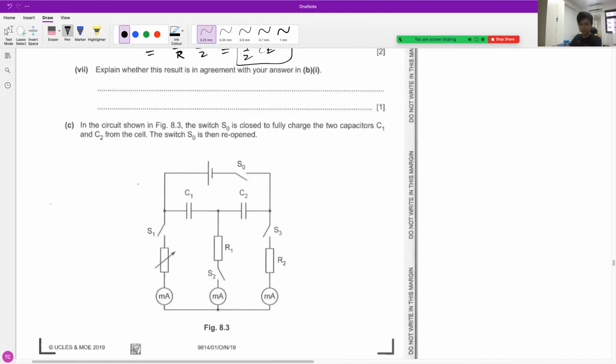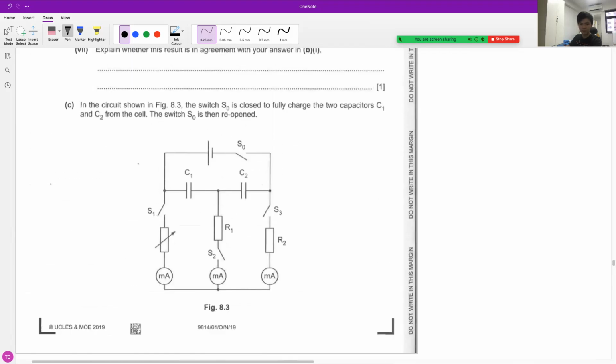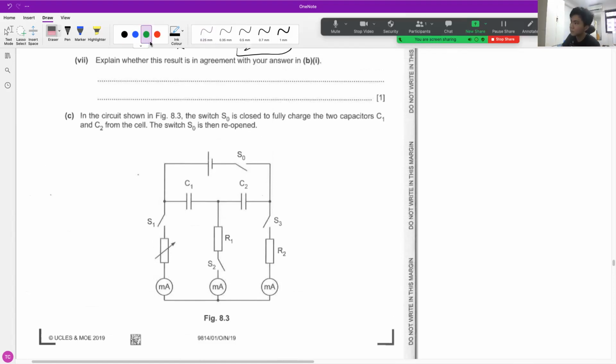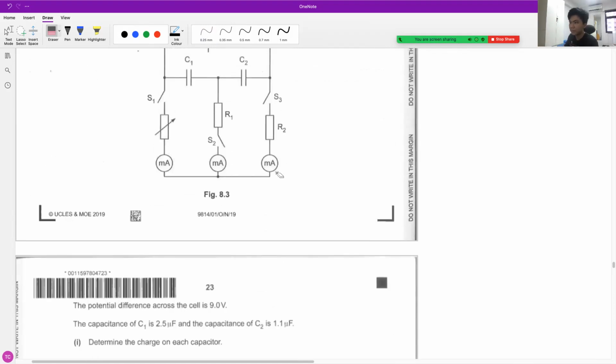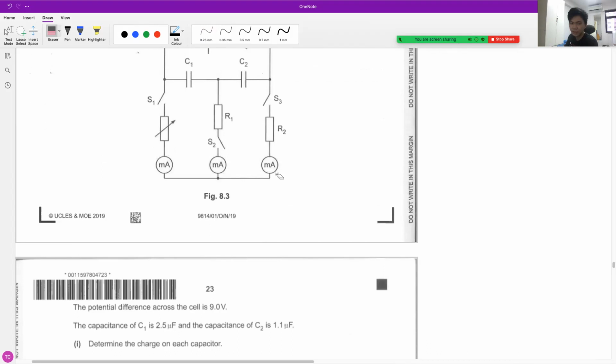So lastly, this is quite a long question. Let's continue with the question. We've got 3 more parts. In the circuit below, the switch S naught is closed fully to fully charge the capacitors C1 and C2 from the cell. Then the switch S naught is reopened, and after that, they give you the capacitances and they tell you to find the charge on the capacitor.